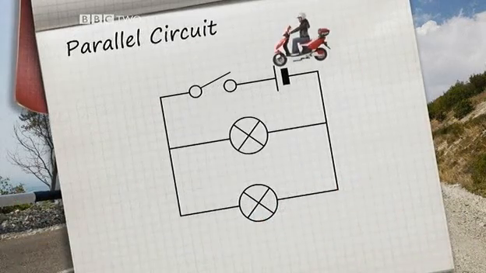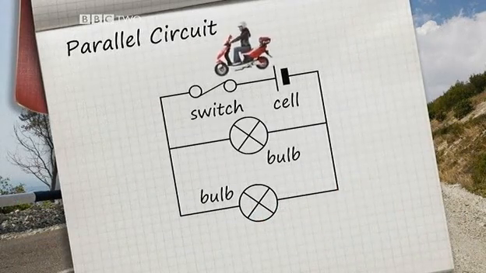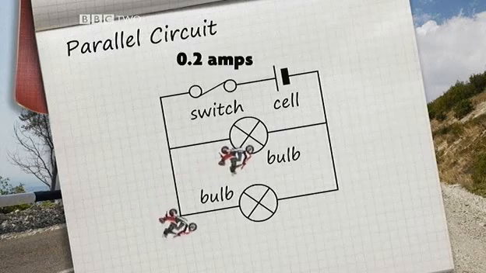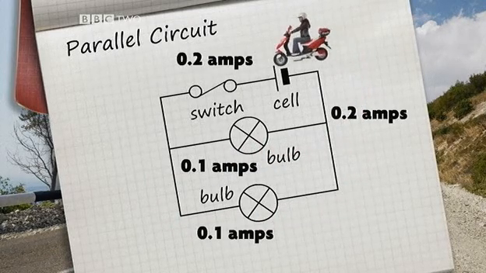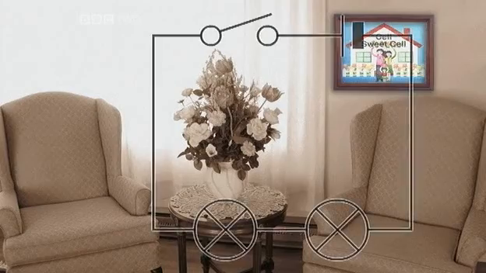Nice moped! In a parallel circuit, the current has to divide itself between the different paths. These 2 bulbs are identical. So in the parallel part of this circuit, the current is split in half, and each bulb gets just 0.1 amps.